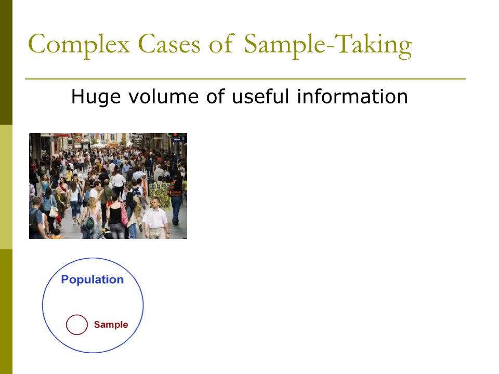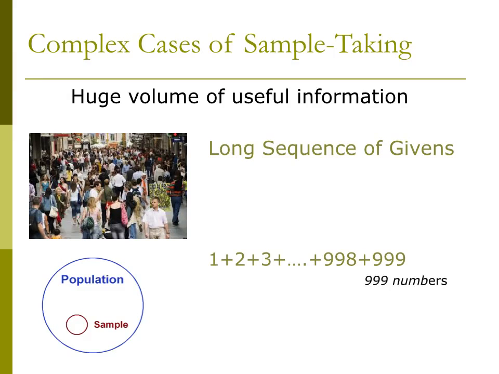The sample taking can be used in order to make sense of problems that contain long sequences of givens. For example, if one needs to calculate the sum containing 999 numbers, it is not simple to find the patterns that can be used in the calculations. However, using sampling and designing an analogous problem with a lesser number of entries helps a lot.